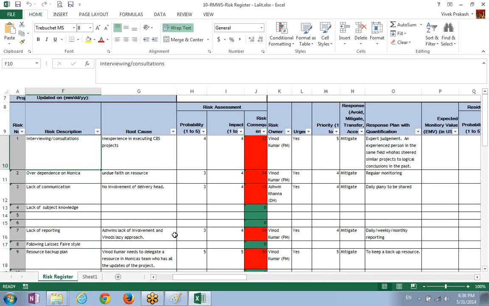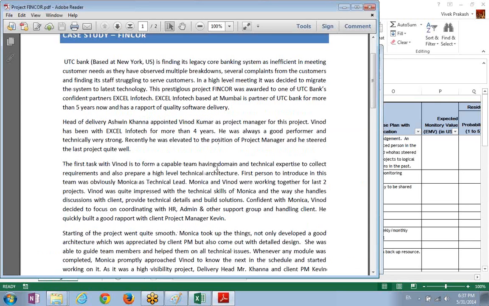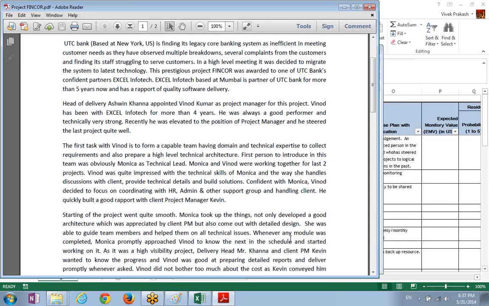Let's discuss the case study. What was the case study? The case study was for one bank, UPC. They had a core banking software, and it was not doing well, so they decided to change it. They termed that project FinCore, and it was given to Excel because Excel Infotech was very closely associated with them.